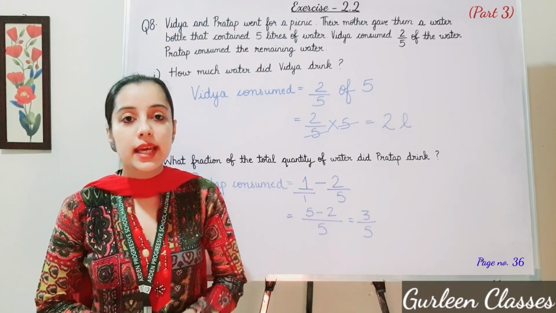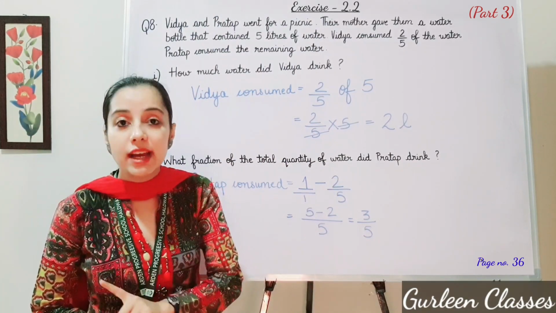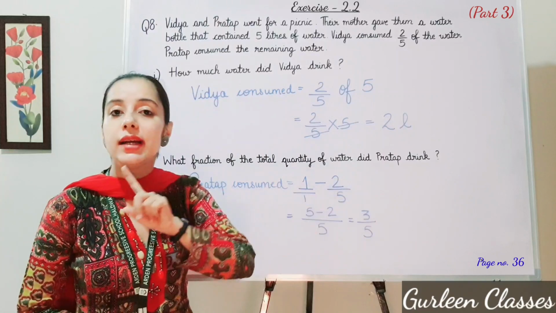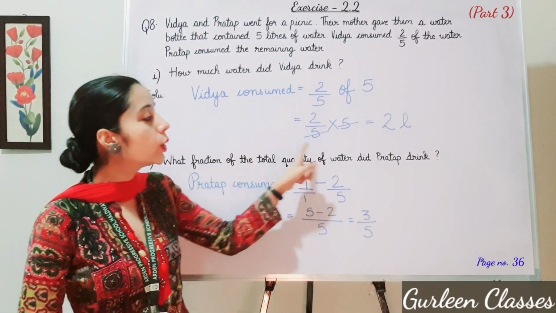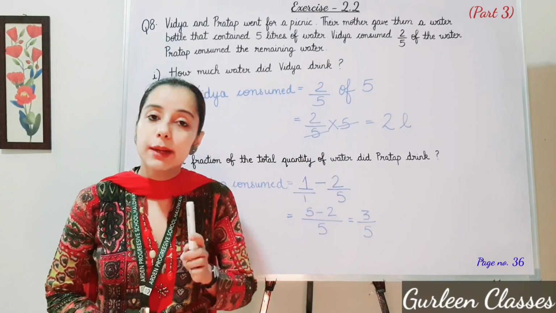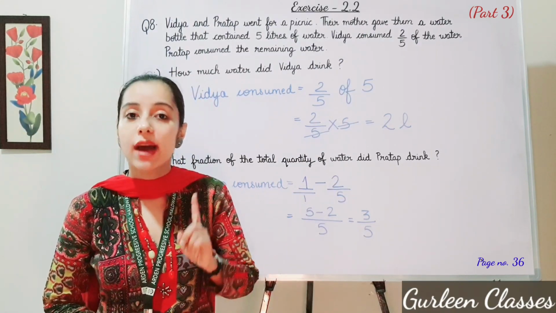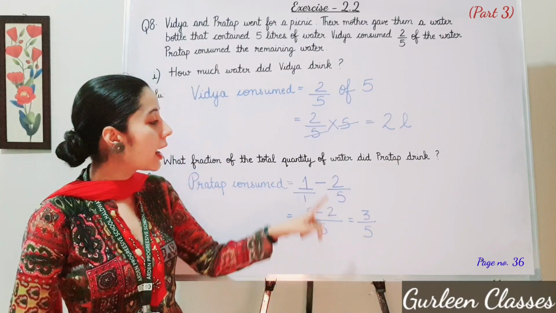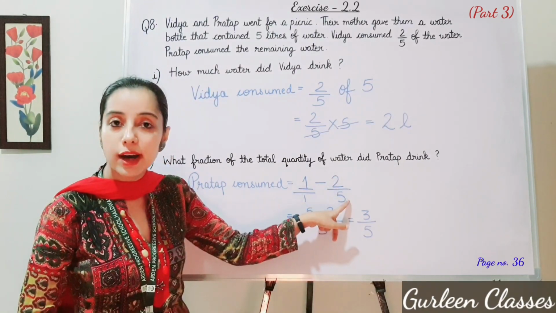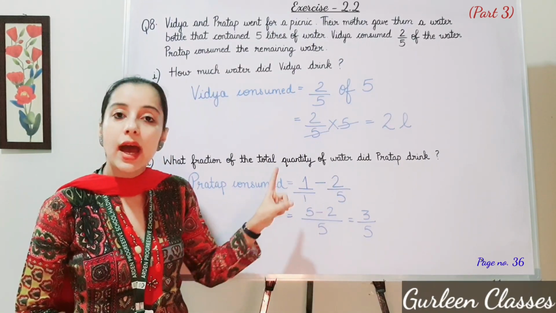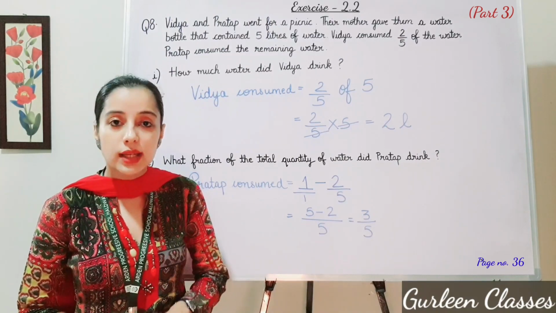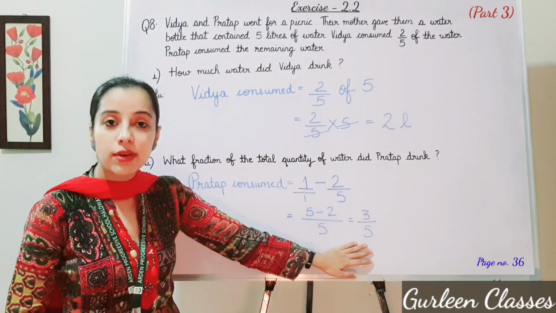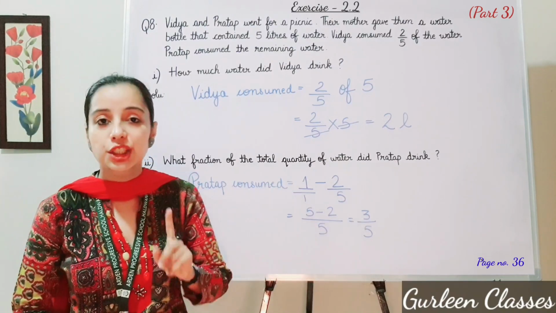Students, do not make any mistake in the second part. You should not subtract 2 liters from 5 liters. Why? Because here they are asking what fraction of the total quantity of water Pratap drank. They are asking the fraction. That is why we are subtracting 2 upon 5 from 1. Total is 1 and 2 upon 5 of the water was consumed by Vidya. So answer is 3 upon 5, as they asked for the total fraction.